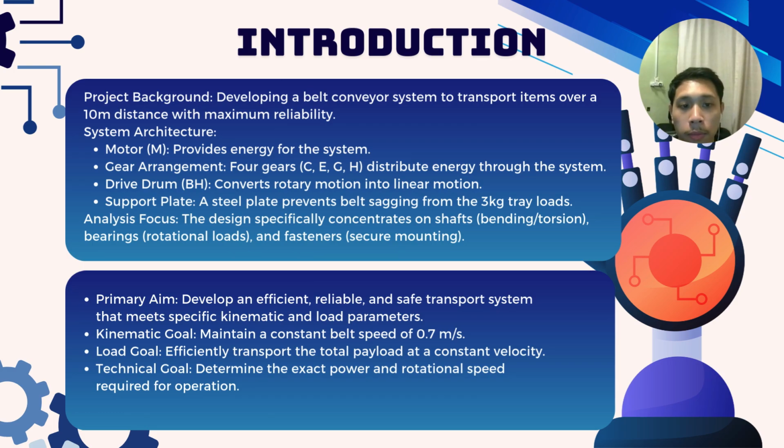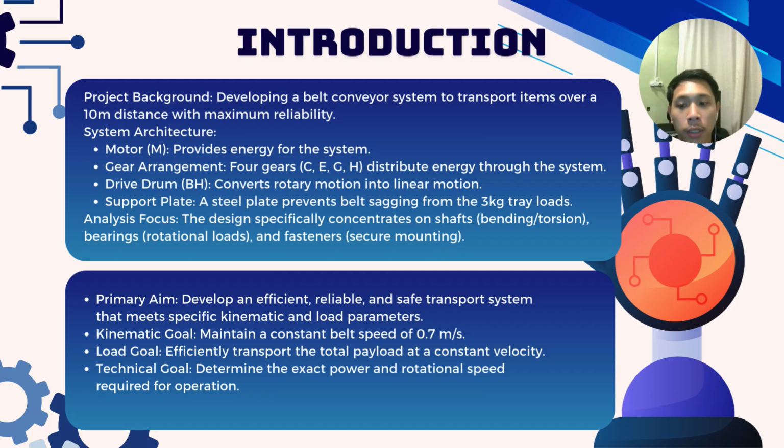Okay, I'm going to talk about the introduction, project scope, and objective. In modern industrial automation, it is all about efficiency. Our goal was to design a system that can transport products, specifically a 3 kilogram tray over a total distance of 10 meters with maximum reliability and zero human intervention. To ensure the reliability, a steel support is placed beneath the belt to prevent sagging under load.